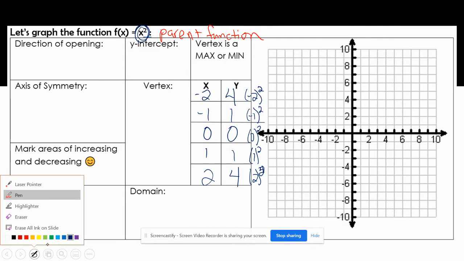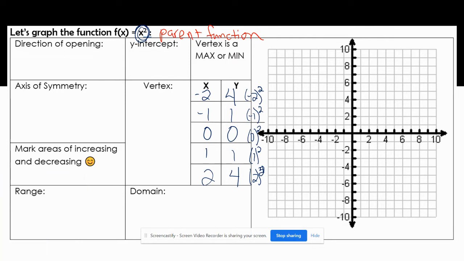If I graph this, let's do purple. I have -2, 4, -1, 1, 0, 0 there at the origin, 1, 1, and 2, 4. Could actually make this a little bit bigger. -3 squared is +9, and +3 squared is +9. And so here is my parent function parabola. You want to make sure it does look like it curves down here at the bottom and not a V. It is a U rather than a V.